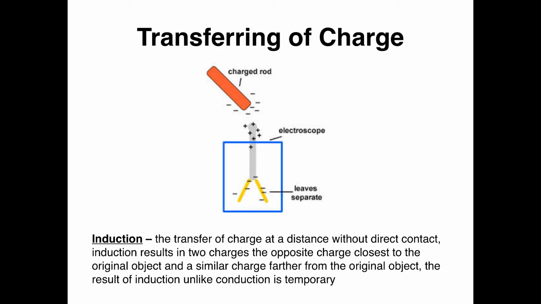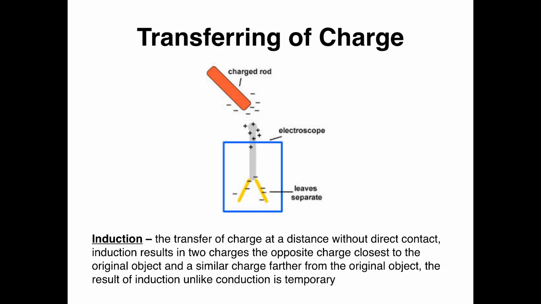Another way of transferring charge is called induction. Remember that the first one was called conduction. Induction is the transfer of charge at a distance, that is, without direct contact. Induction results in two charges, the opposite charge closest to the original object, and a similar charge farther away from the original object. The result of induction, unlike conduction, is temporary. As soon as you move the inducing agent away, everything returns to the way it used to be.